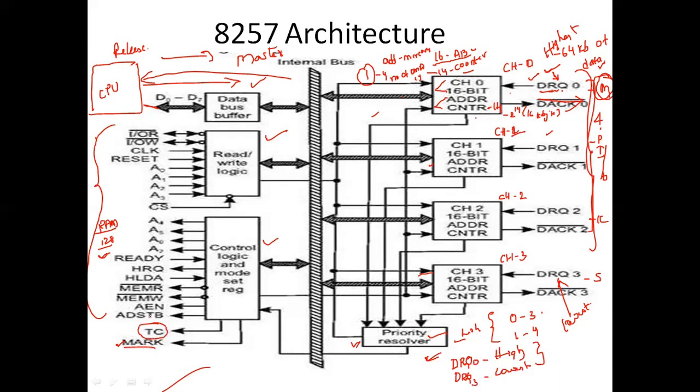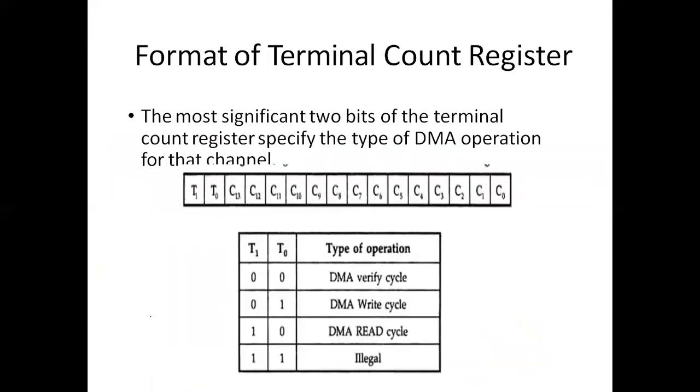The most significant 2 bits of the terminal count register specify the DMA operation that has to occur. This is the diagram of the terminal count register. Here T1 and T0, the most significant bits of this register, specify the operation. If T1 and T0 are 0, 0, we do the verify cycle. If it is 0, 1, we do the write cycle. 1, 0 means read cycle, and 1, 1 means no operation is going to be done. So this is the format of the terminal count register.